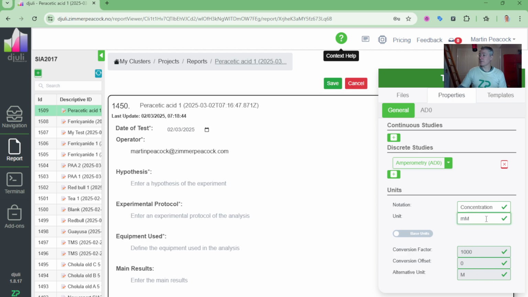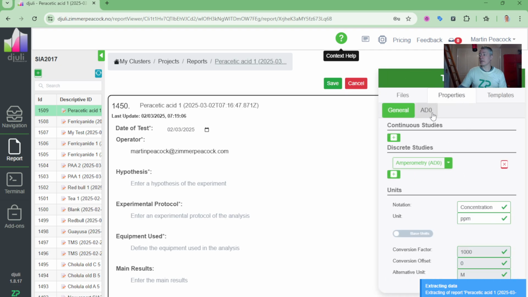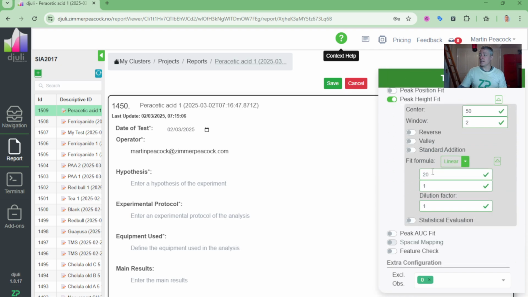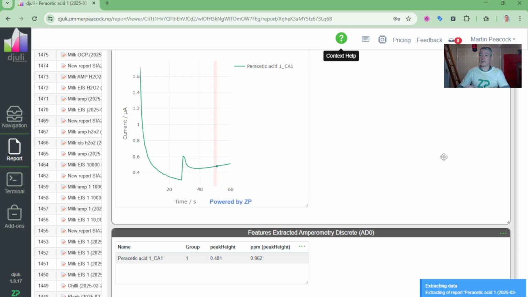Yeah, I'll do that in ppm. So you can see very quickly we can start working on actually how to turn the raw signal into something sort of meaningful pretty quickly, and actually start displaying in the units that would actually be useful to the end user.